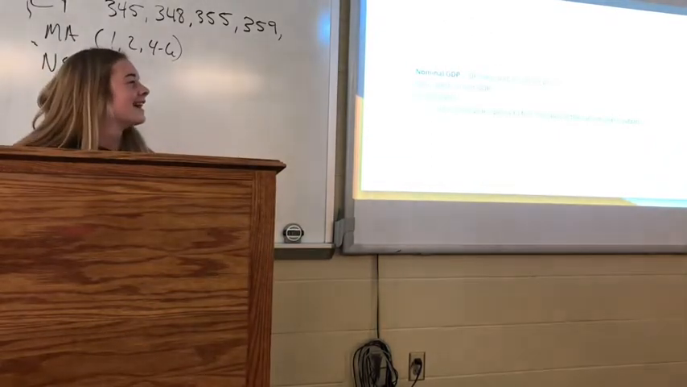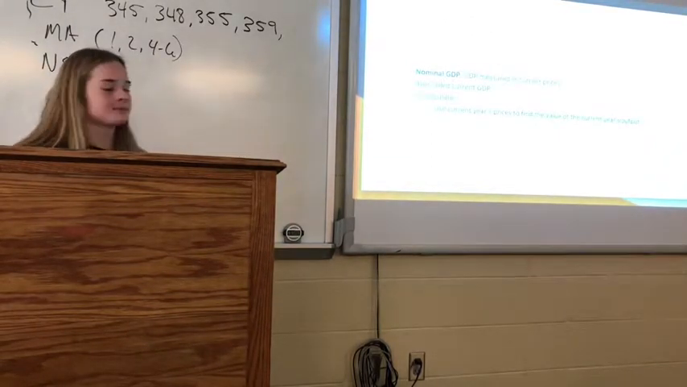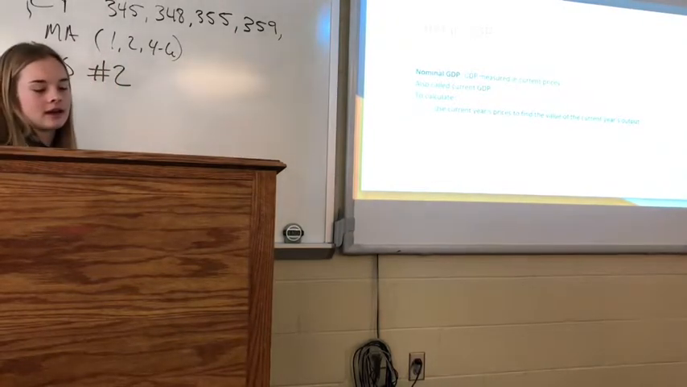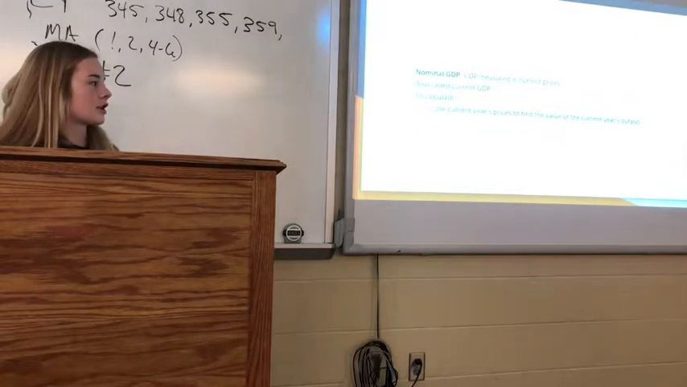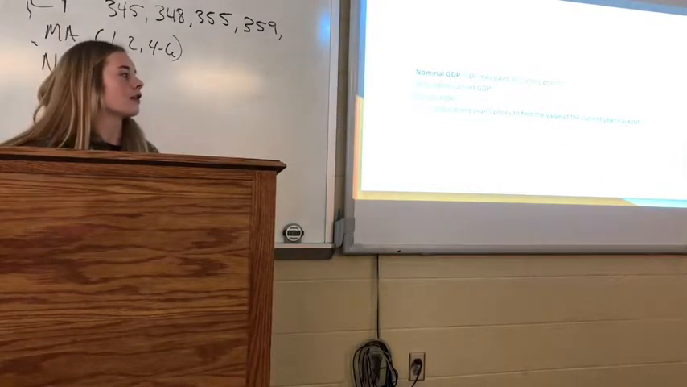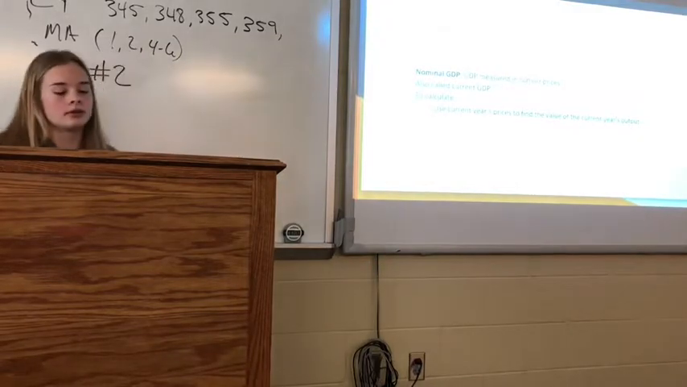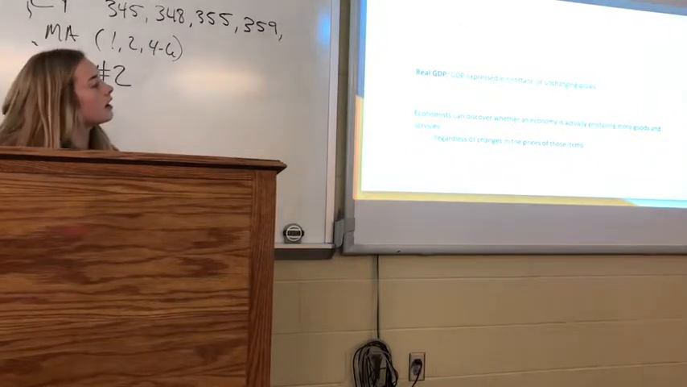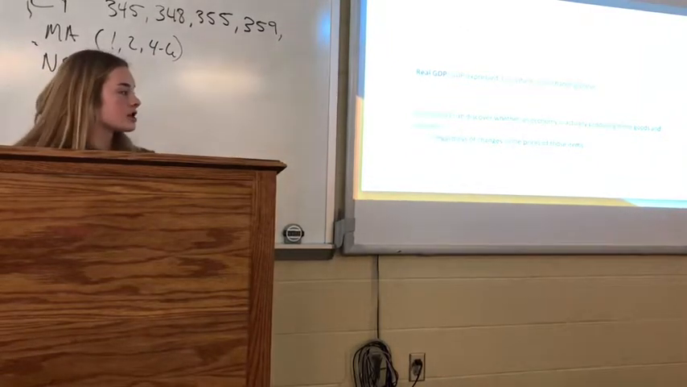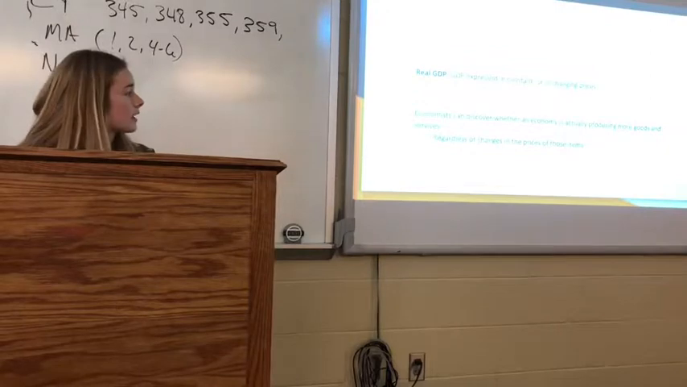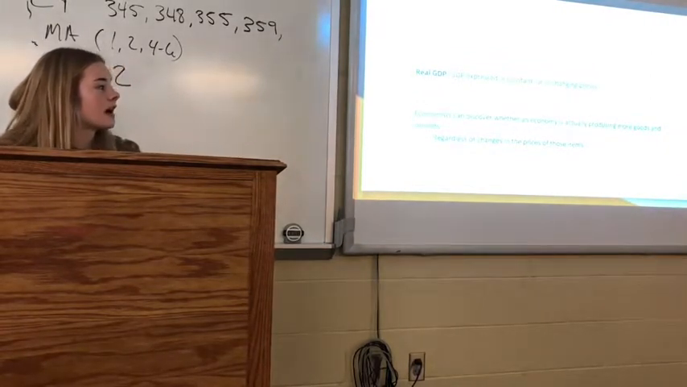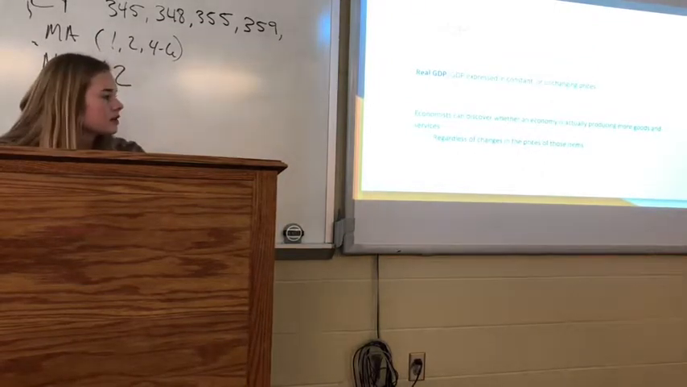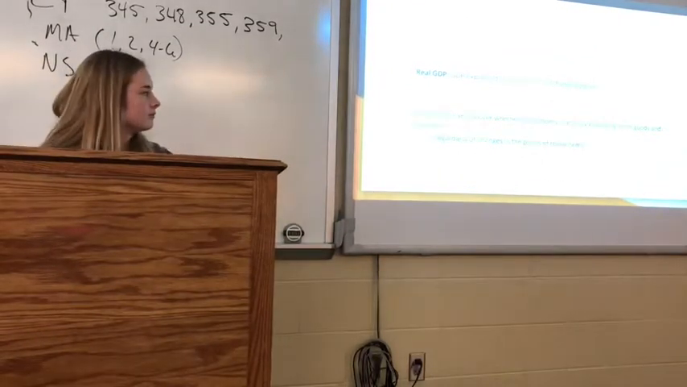Nominal GDP is measured in current prices, and this is also the current GDP. How they calculate this is they just use the current year's prices to find the value of the current year's output. Real GDP, on the other hand, is expressed in constant or unchanging prices. For this, economists can discover whether an economy is actually producing more goods and services, and regardless of the changes of prices in those items, you can still find them.